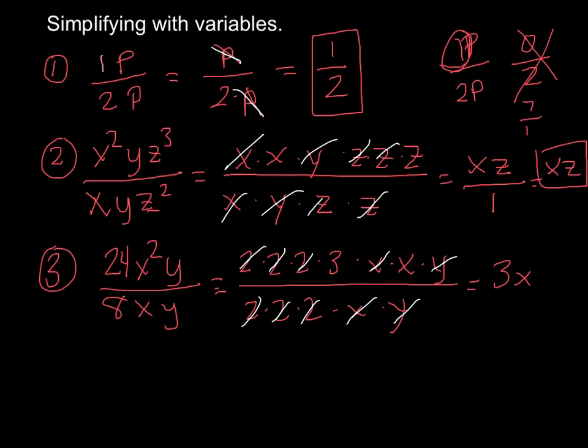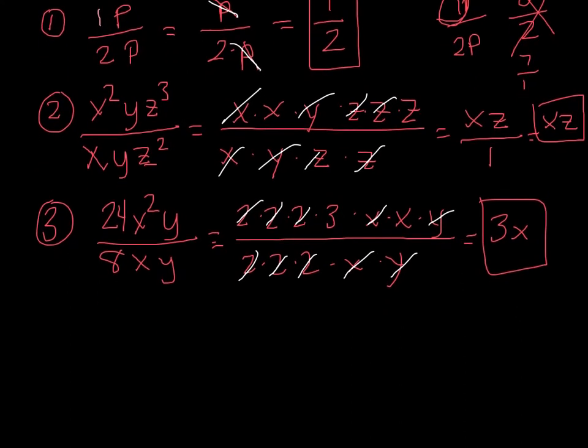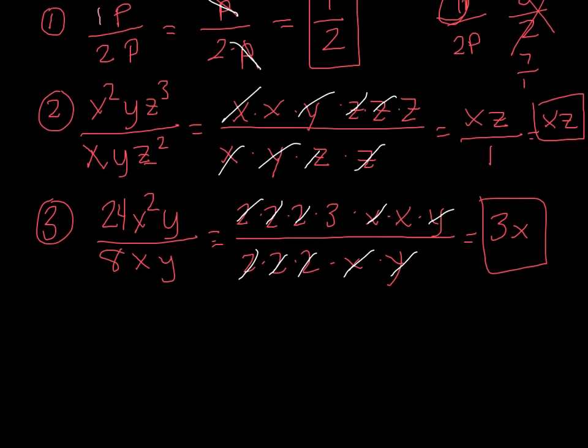So there would be my answer, 3x. Okay, we're going to try one more here. I'm going to try to fit it. Well, I suppose I can move this all up here. Okay, so the last one we're going to try together is 3ab squared over 12ac.